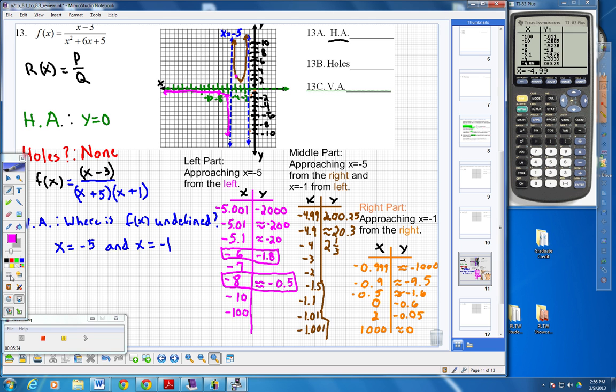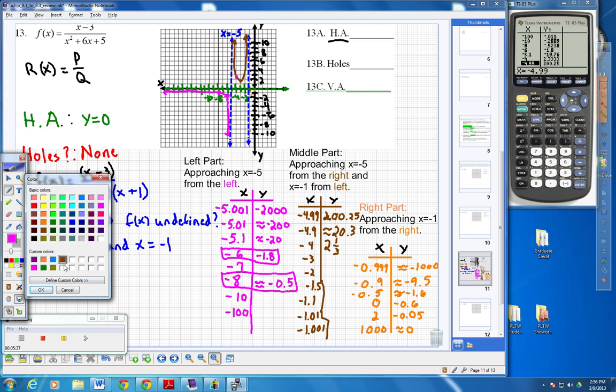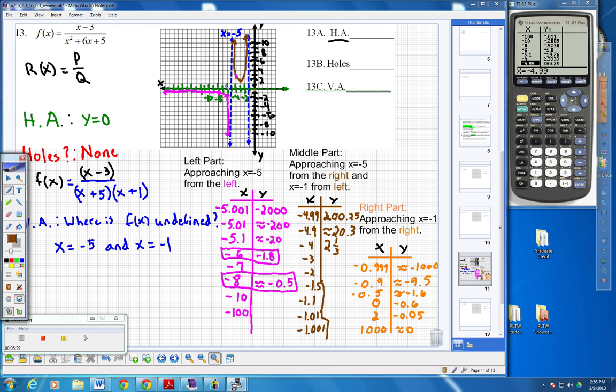Oh, Mr. Claxton, you got to graph that in brown. Okay, the middle part is the brown part. I'm color coding. I want to be organized for you here. So you see that goes through that point, and then going back up.